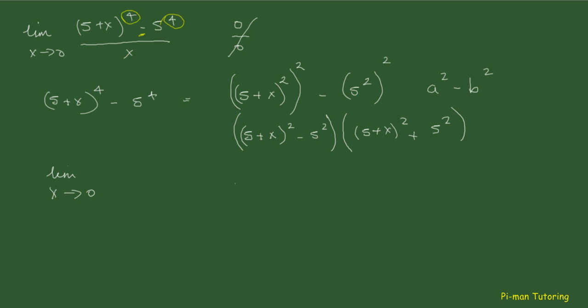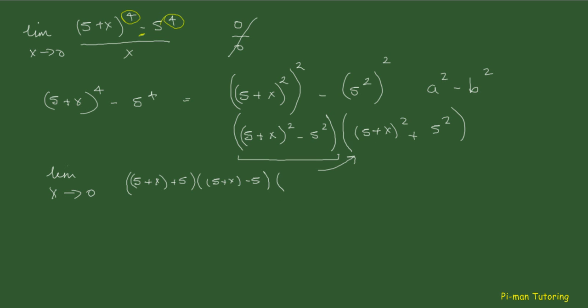Now, this thing here is again a difference of squares. So we can break it up one more time. We can break it into (5 plus x plus 5) multiplied by (5 plus x minus 5). All of that is multiplied by this second bracket.